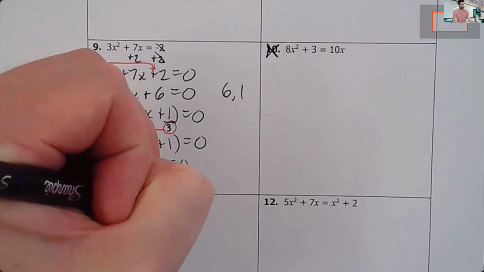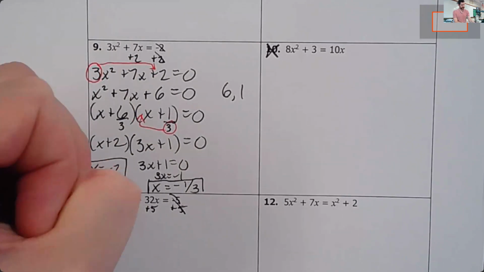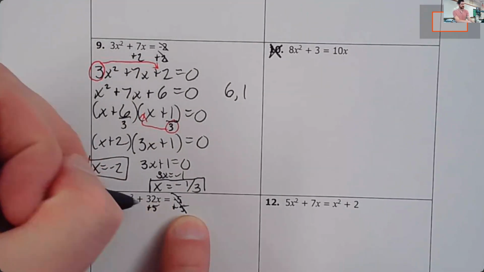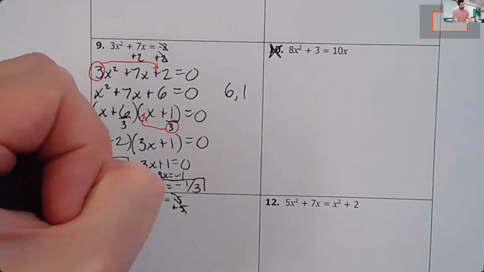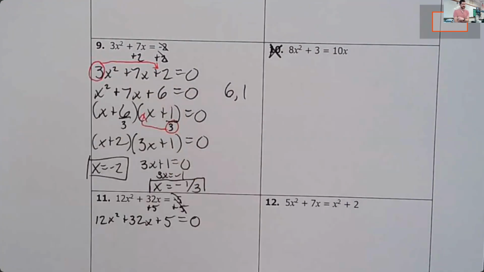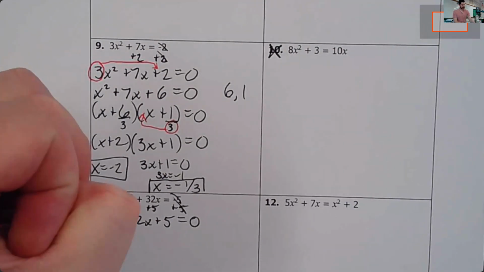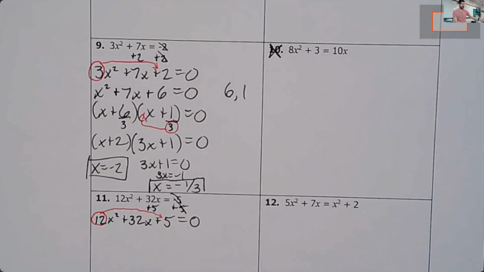So plus 5, and again, the 5 cannot combine with the 12x squared or the 32x because it does not have a variable. So we're looking at 12x squared plus 32x plus 5 equals 0. Now we can look for a GCF. Is there a GCF? No. Okay. So once again, straight to the slip and slide method. Take the value of a, slip it to the end, multiply it by c. What's 12 times 5?